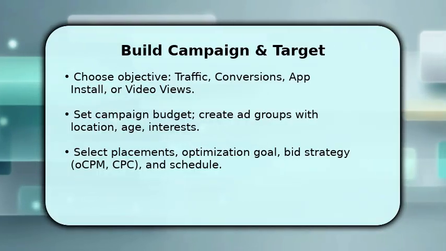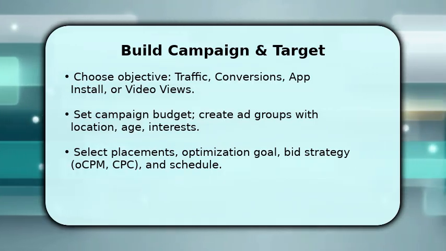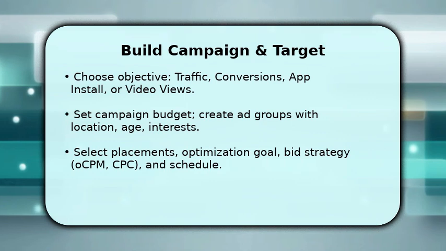Then define placements and an optimization goal. Pick conversions for sales or OCPM to control cost per action. Finally, choose a bid strategy and schedule. Keeping consistent windows helps the algorithm learn fast.